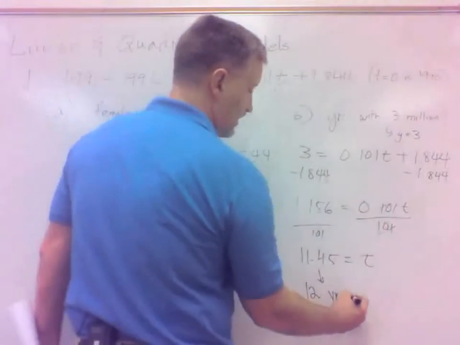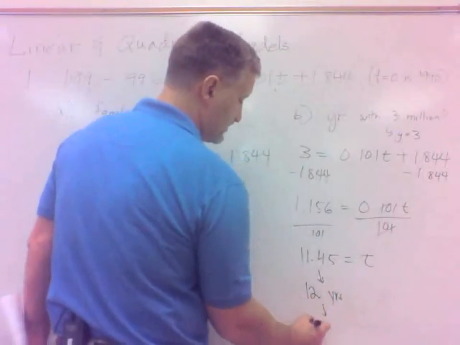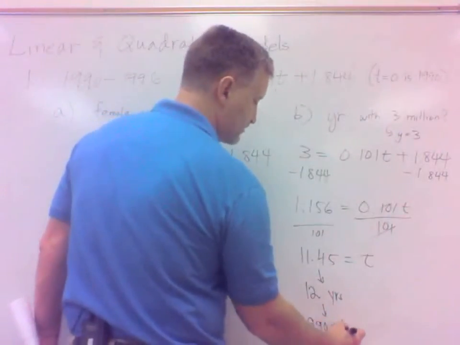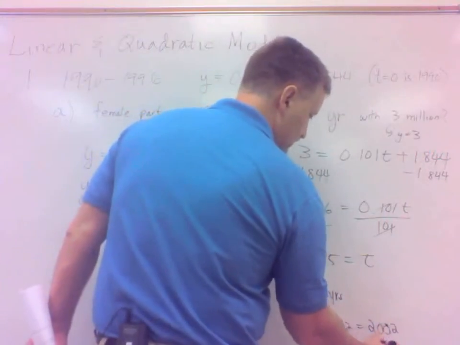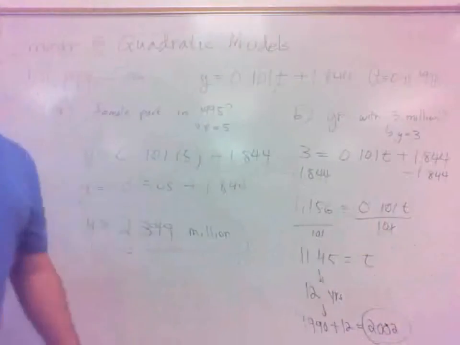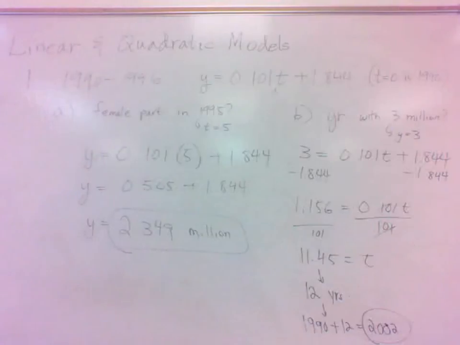So what year would that be? Well, it'd be 1990 plus the 12, which is 2002. Final answer. Okay? The year would be 2002 when the number would reach 3 million.